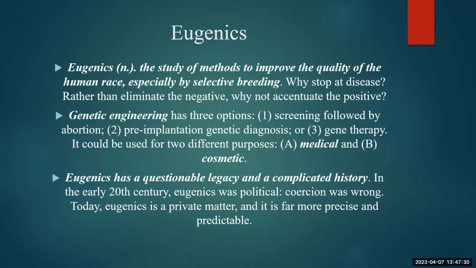Genetic engineering, which is something that we have right now, offers one of three options: a screening followed by an abortion if the fetus has a fatal illness or an illness that may cause lifelong problems. There's also pre-implantation genetic diagnosis, which is again a kind of eugenics, or finally gene therapy. And all of these fall under the umbrella of either medical or cosmetic. And therein lies the main issue.